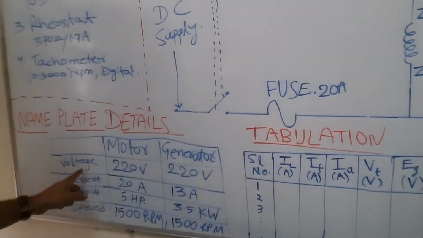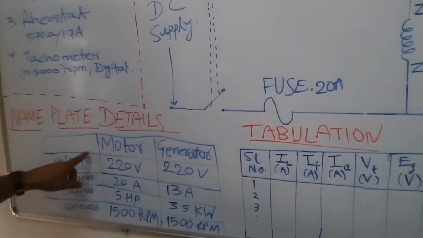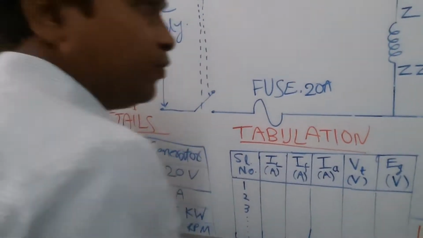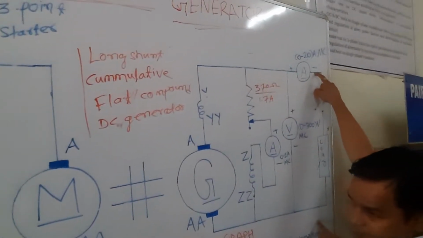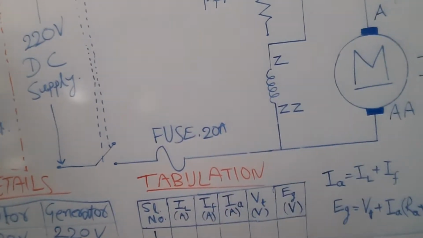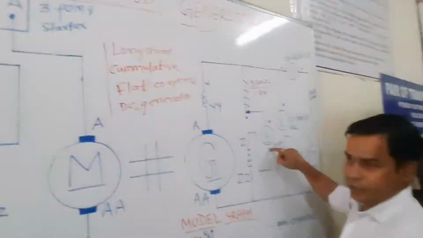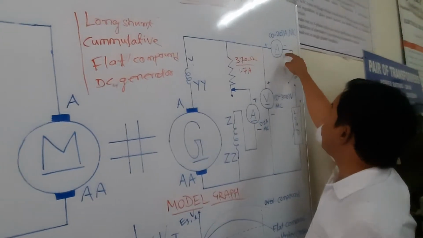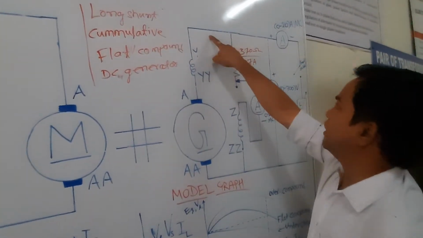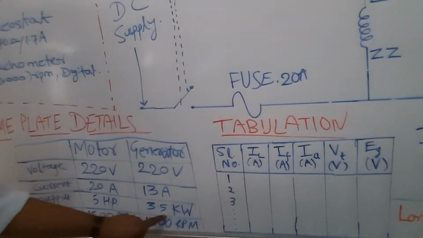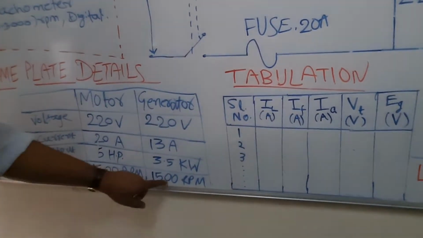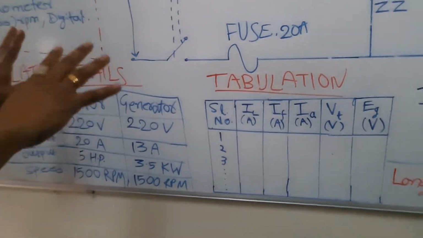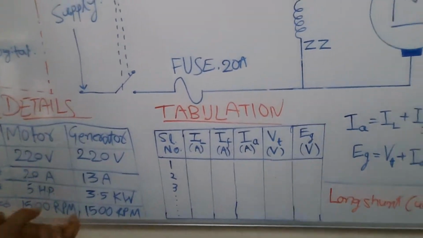For the generator, when I talk about this voltage, I mean the terminal voltage. And this current is the load current. It is not IF, remember that. The current given on the nameplate is the load current, not this current, not this current. So this one is load current. Then output is 3.5 kilowatt and the speed is 1500 rpm. So this is the basic structure, the basic circuit components.